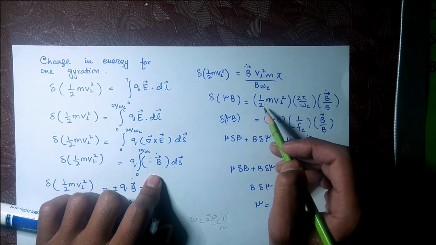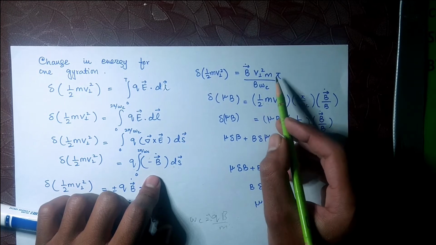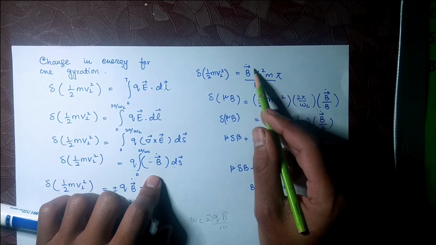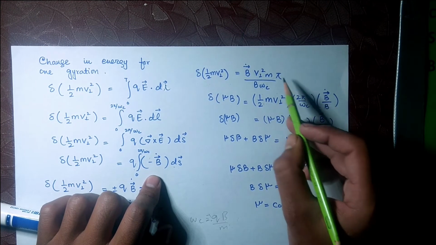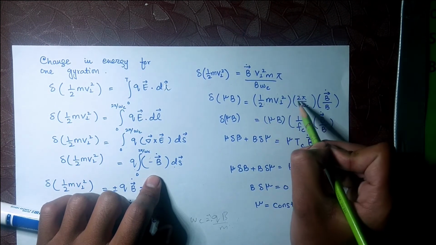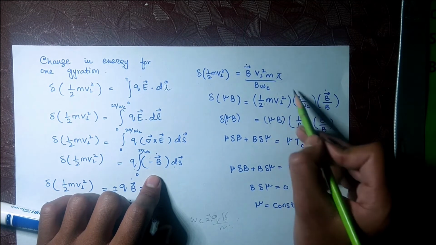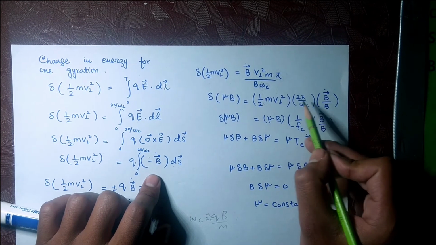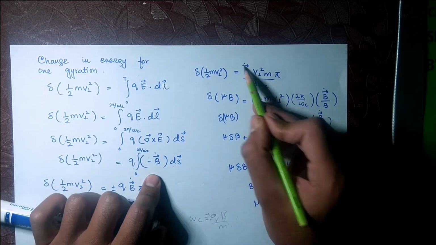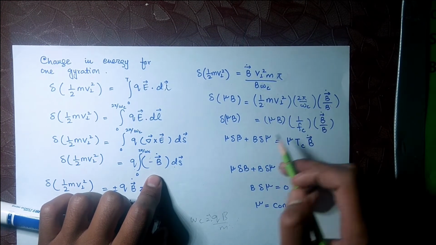Okay, so this is half of m v perpendicular squared, where the 2 is what I've divided and multiplied here, and this is the pi from this one. This pi is written here, this is the omega c I've written here, and the remaining term is B dot divided by B.